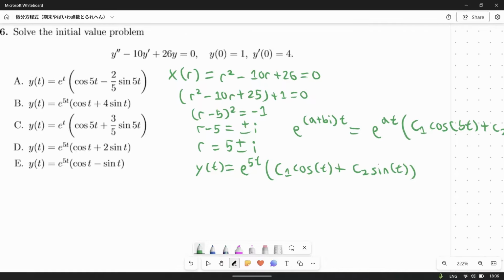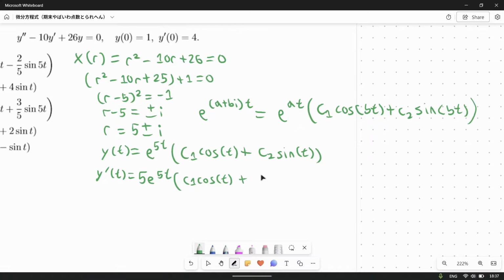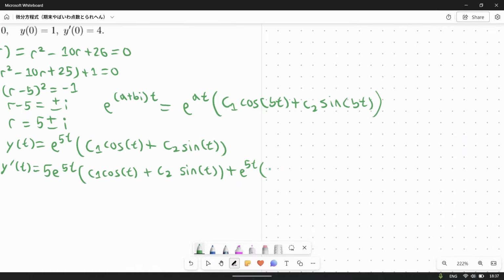The initial value problem gives us an initial condition for the general solution and an initial condition for the derivative of the general solution. So we're also going to have to differentiate our general solution. That gives us the derivative y prime of t equals 5 e to the 5t times (c sub 1 cosine of t plus c sub 2 sine of t), plus e to the 5t times (negative c sub 1 sine of t plus c sub 2 cosine of t).